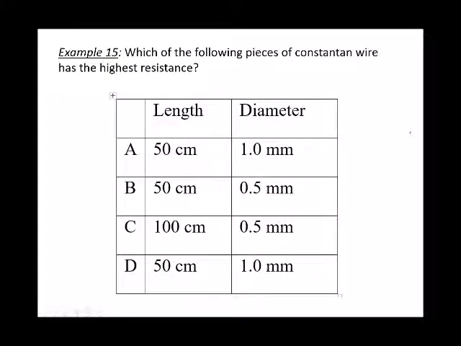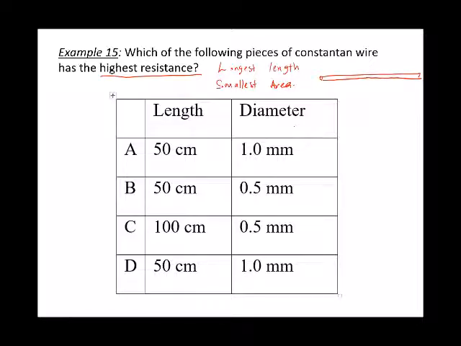Okay, right, now let's take a look at example 15. Which of the following pieces has the highest resistance? If you want the highest resistance, then you want something where the length is the largest, or the longest, and you want something with the smallest cross-sectional area. So you want a long, thin one. Highest resistance, so you will resist a lot of the current.